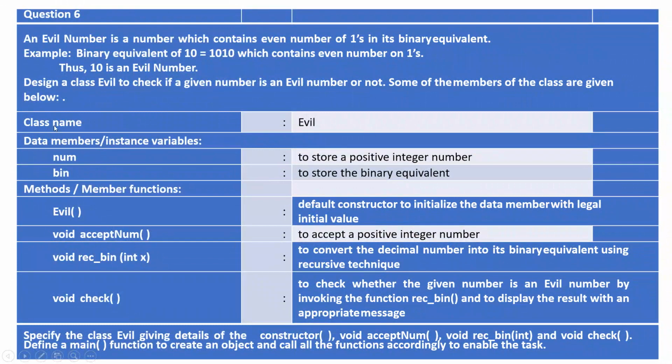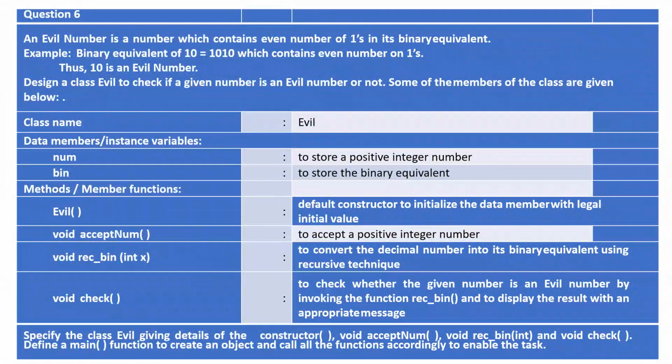As we can see here, class name Evil contains 2 data members, num and bin. Num is storing the positive integer number, which will represent the decimal number, of course, and bin to store the equivalent binary number of num. Member methods are one default constructor. Default constructor's primary purpose in the program is to initialize all the data members with their default value, and hence default constructor does not have any parameter.